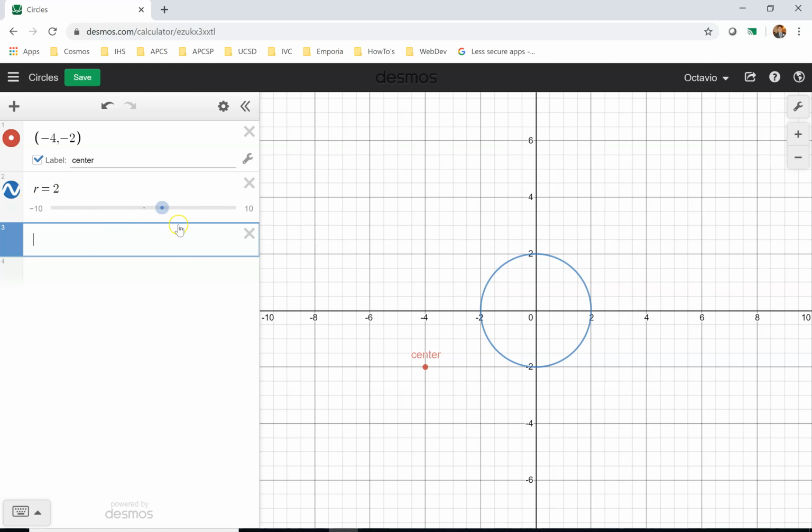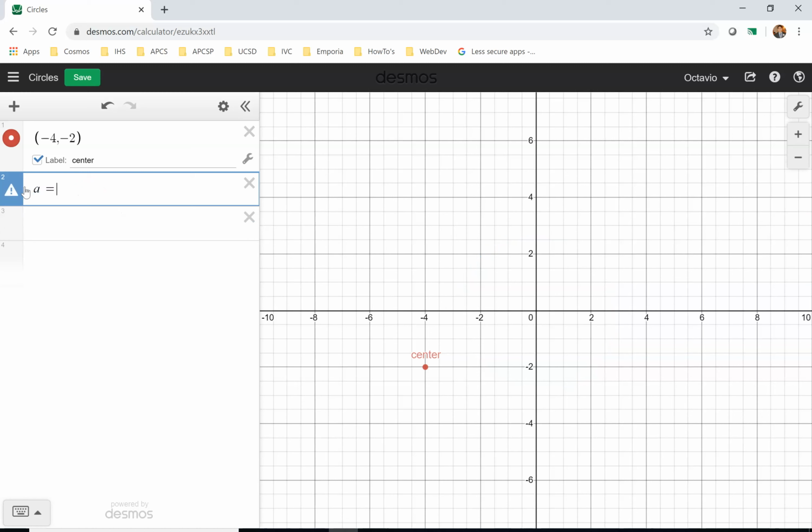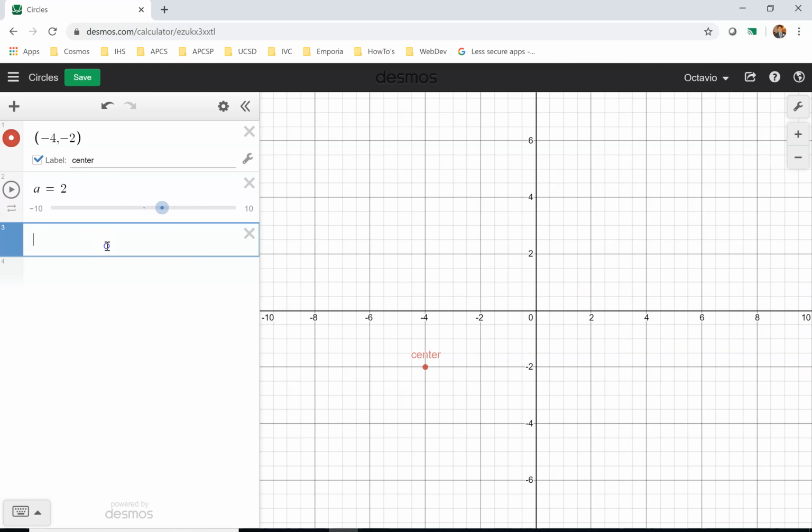That's a little odd. I don't think I've played around with this before. I think it's just making a circle at the origin. Let me try something else. Instead of r, let me use a equals 2. Notice how when I put a, it didn't make a circle. I think with Desmos, it recognizes r to be the radius of a circle, and so it makes the circle.